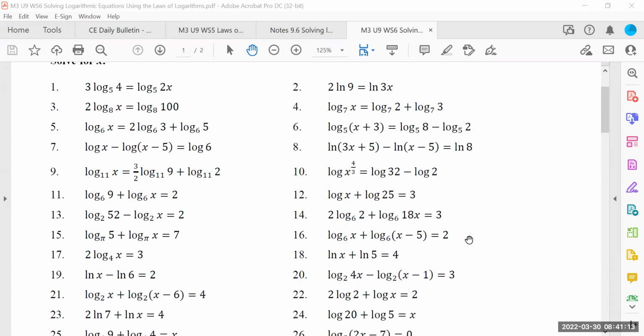LN? Remember the natural log? Is that the one you're looking at? It's the exact same as any of the other logs. Remember, you're just going to get rid of them. So it's log base e, but it doesn't actually change how you solve these.